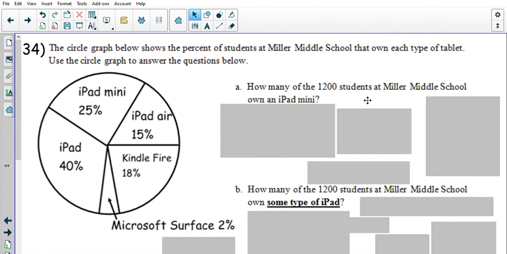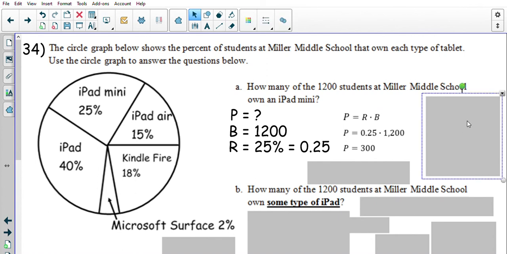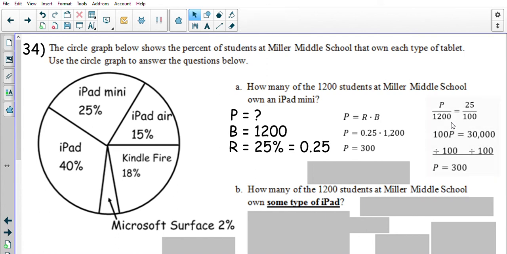So if we're going to do percent proportion and percent equation, we have to identify P, B, and R. B is 1,200, R is 25% since it's the iPad mini. That's 0.25. So let's start off with our percent equation. P equals R times B is 0.25 times 1,200. If we use the percent proportion, we would have P over 1,200 equals 25 out of 100. Cross multiply. Either way, you get 300 students own an iPad mini.